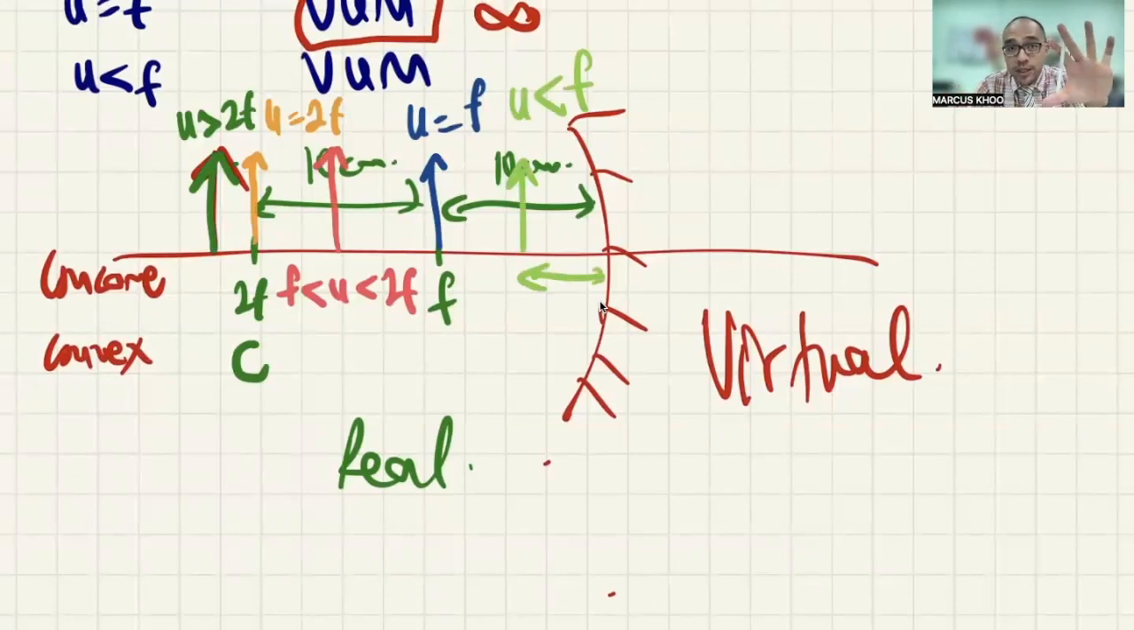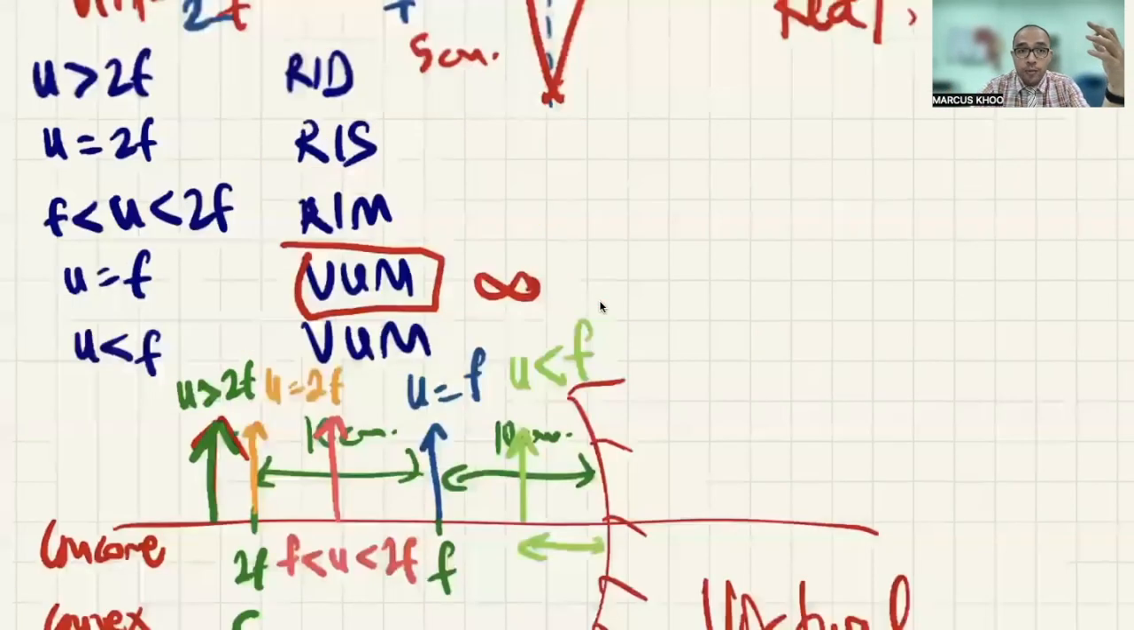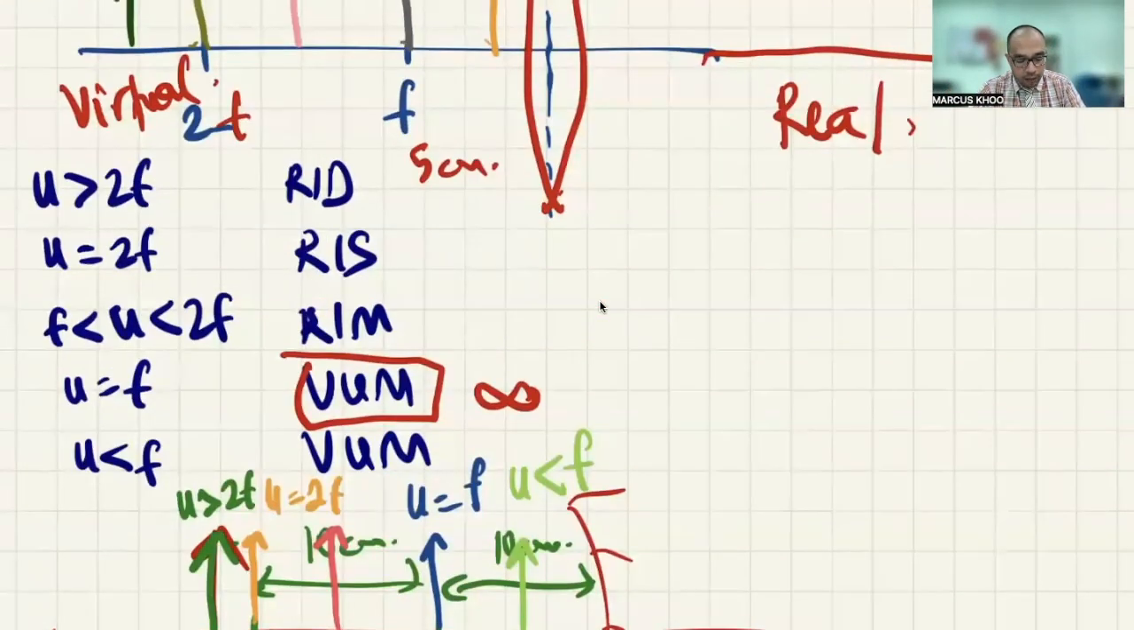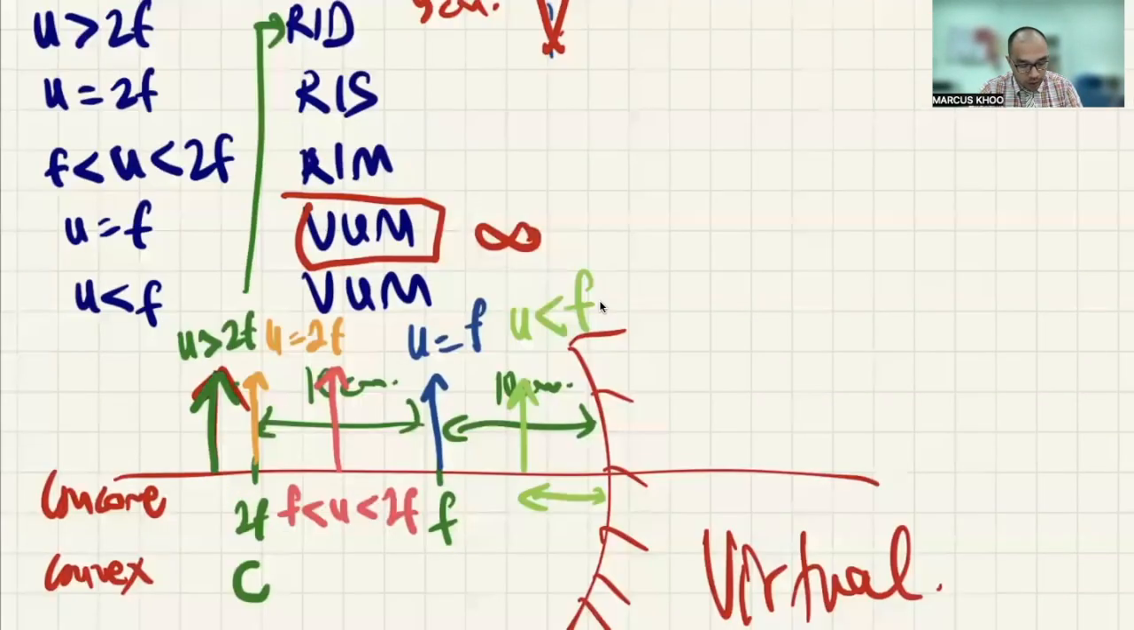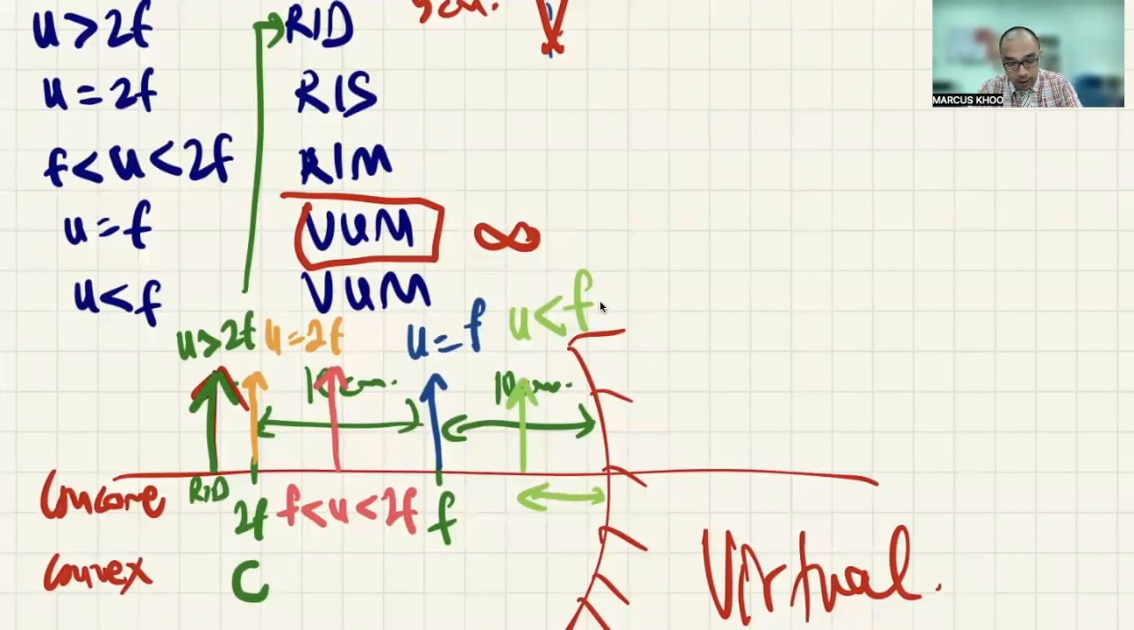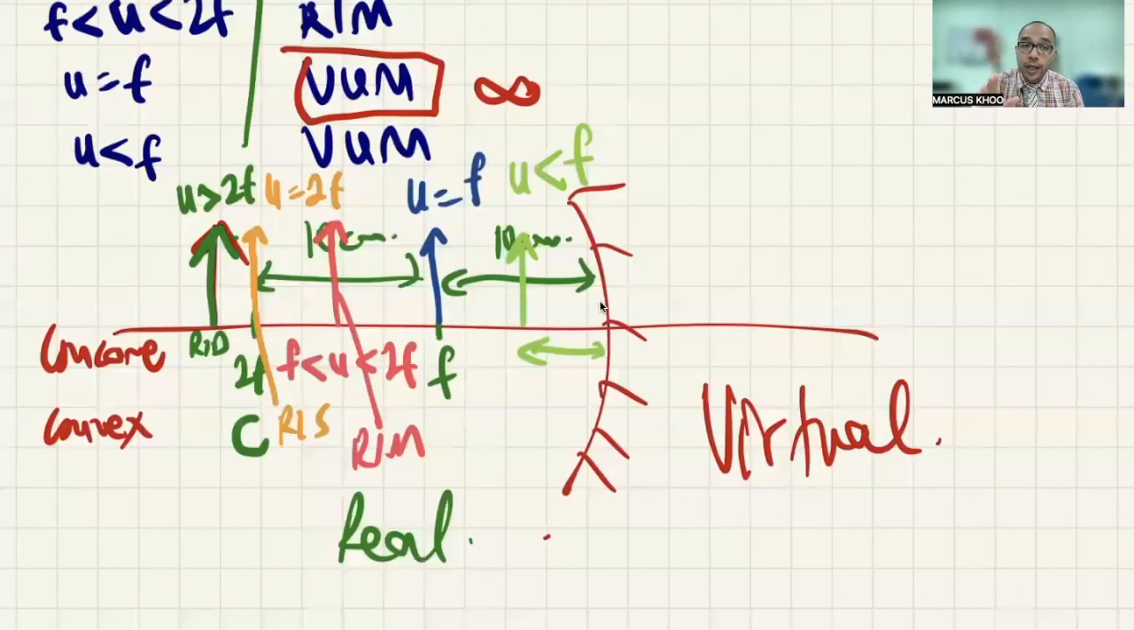Now, these five positions will give you different images, and how we remember the image is with this. Position 1 will give you REAL, the green color over here. The second one will be REDUCED, and then the third one is this. The third one is REAL. If you put the position there, the image will be real. I'll talk about this in a while.